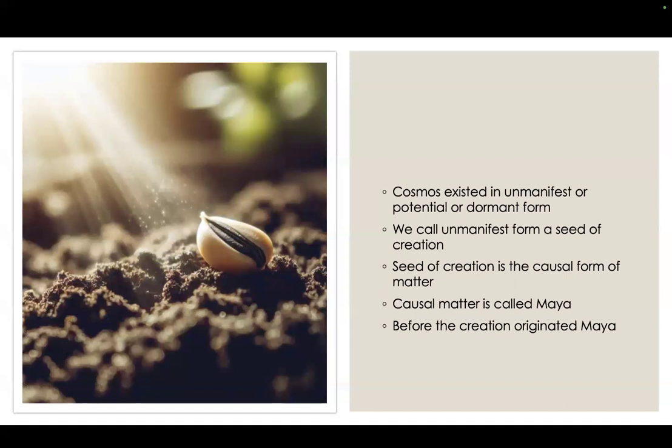And we have already seen what Karana Shariram is, that is the causal body. But when coming to the creation, that is the bigger part, the causal body, the seed of creation, is called Maya. So if Maya existed, before the creation Maya should have been there. Maya irundha universe create panna mudinjirukum. Otherwise, universe creation is not possible.